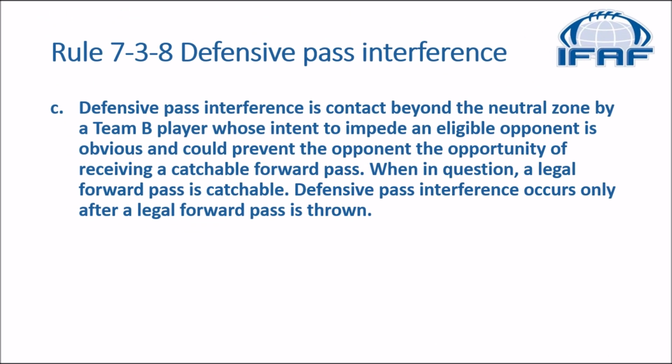In the rulebook, we go to Rule 738, Defensive Pass Interference. C. Defensive pass interference is contact beyond the neutral zone by a Team B player whose intent to impede an eligible opponent is obvious and could prevent the opponent the opportunity of receiving a catchable forward pass. When in question, a legal forward pass is catchable.